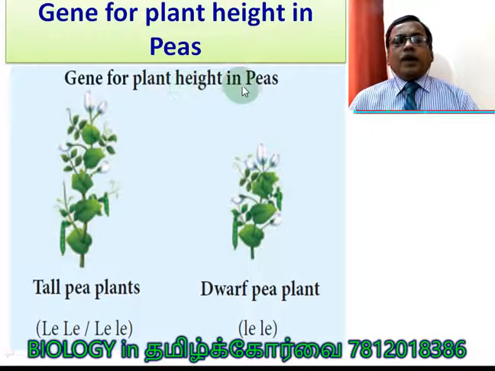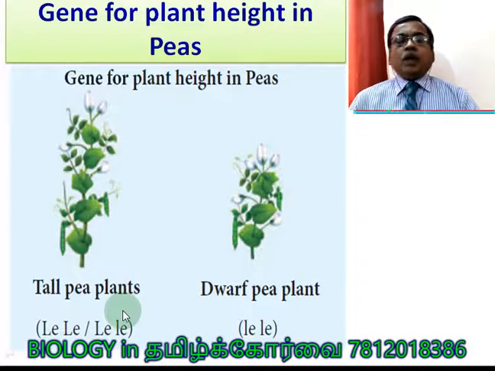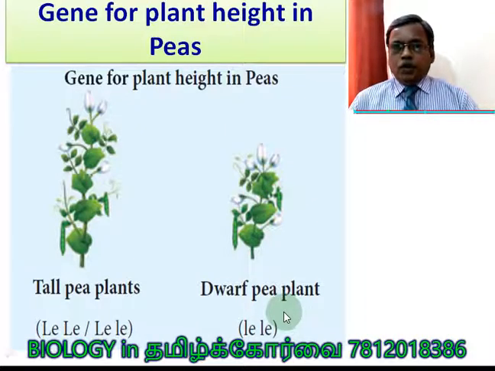So for the gene for plant height in peas, a tall pea plant has either capital L small e, it means capital T, or capital T small t, it means capital L small e. Are you clear? So only one gene is active in the dominant condition. That is more than sufficient to produce a sufficient quantity of the enzyme to convert the gibberellin precursor into active gibberellins. But in the dwarf pea plant, small l small e, comparable with small t, no active enzyme is produced. So the gibberellin precursor is not converted into the active gibberellin molecule.